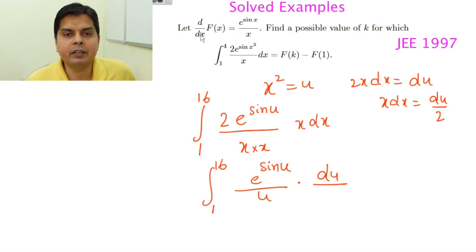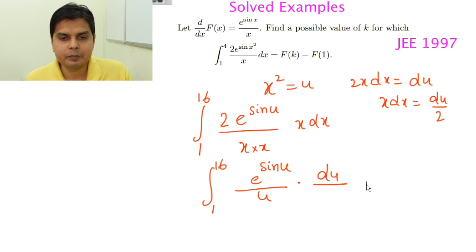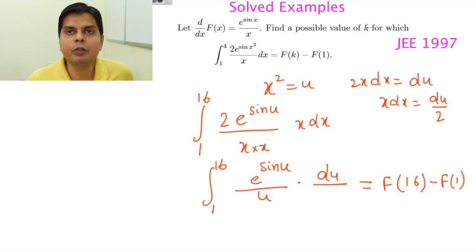This is exactly the same as this thing. So once you integrate this, you will get the same thing. So this will be equal to f16 minus f1. So the value of k will be 16. Why is this equal to f16? Because it has been given, you see, that e to the power sin x by x is equal to d by dx of f of x.